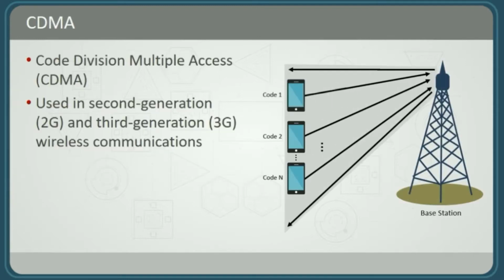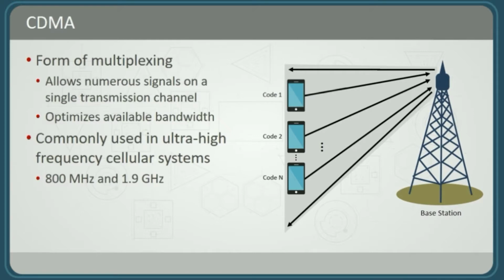Now, another method of accommodating that multiple access is CDMA, or code division multiple access. This is used in second generation 2G and third generation 3G wireless communications. And I'm certain if you have a mobile device, you are very familiar with what we call 3G. So this is just another form of multiplexing, which allows numerous signals on a single transmission channel, and this optimizes the available bandwidth. It's commonly used in ultra-high frequency cellular systems running at either 800 megahertz and 1.9 gigahertz.